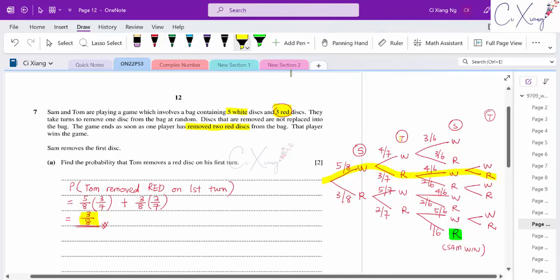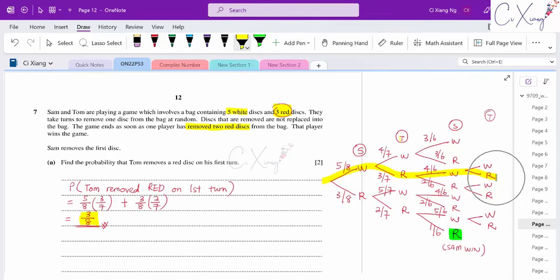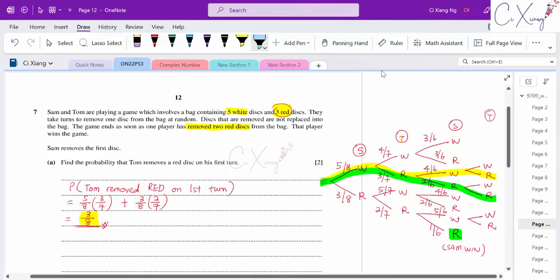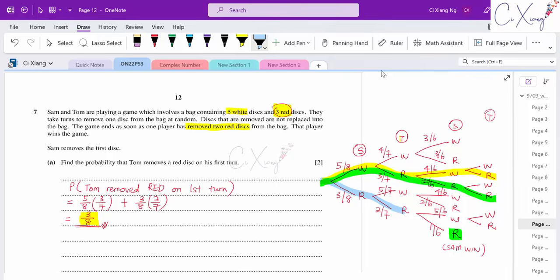Okay, so the first red disc that Tom gets is here, the second red disc Tom gets is this one. After that we also have this pathway, where Tom gets the first and the second red disc. And again, we are looking for some other pathway. So the third pathway will be this one. Okay, Tom already gets the first red, and after that follows this pathway, he gets the second red.